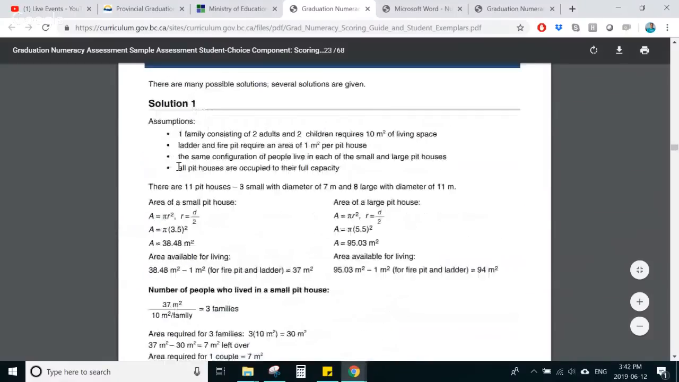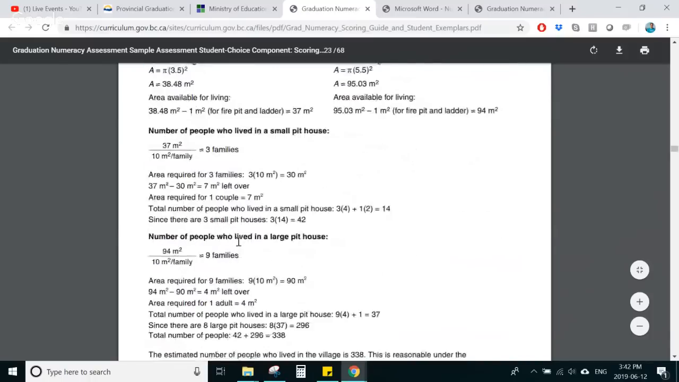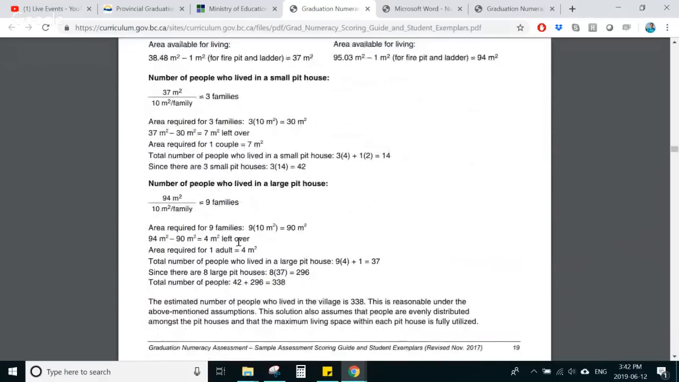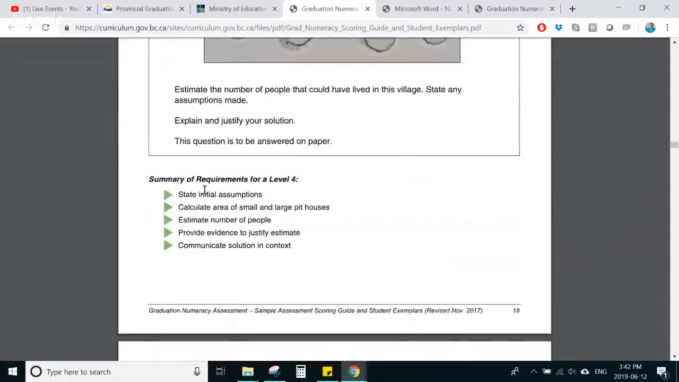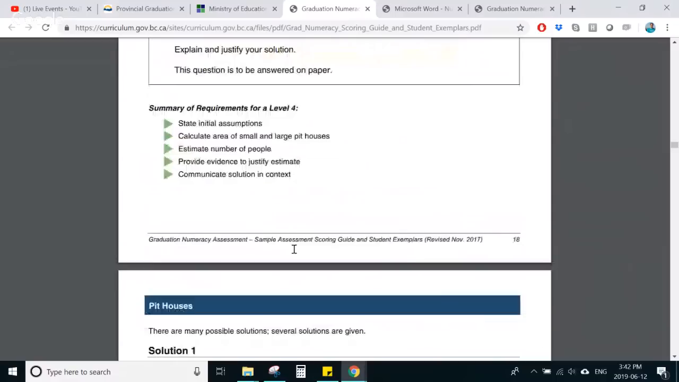and there's a variety of answers depending on your assumptions. Notice that in our answer key, we have a couple of different answers. We can have a range of possibilities depending on how you did this, but you must satisfy these critical components here. You must have calculated the area, estimated the number of people, provided the evidence to justify it, and communicated your solution.